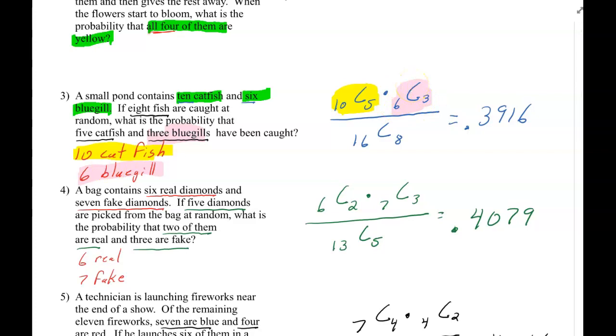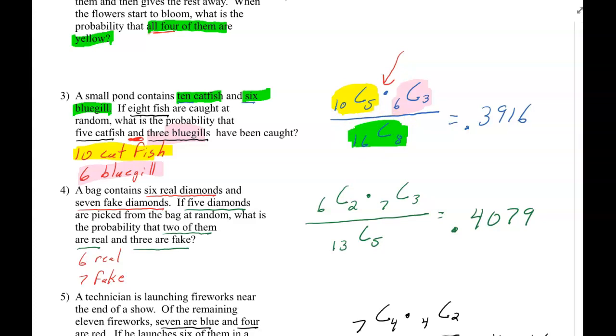We talked about in class the word and in general means multiply. So that's why this is multiply. And the denominator is all possible outcomes. So the total would be out of the 16, because there's 10 catfish and 6 bluegills. So there's a total of 16 fish. The person is randomly choosing 8. So the denominator is 16 choose 8.